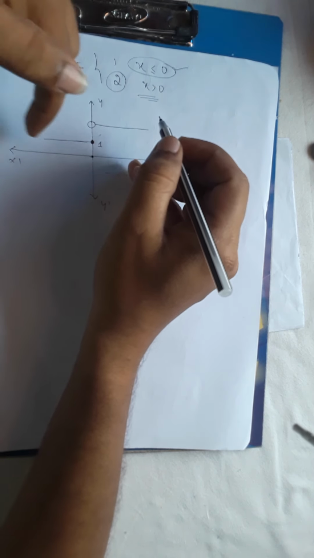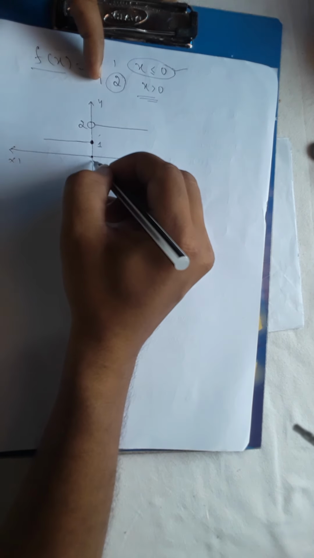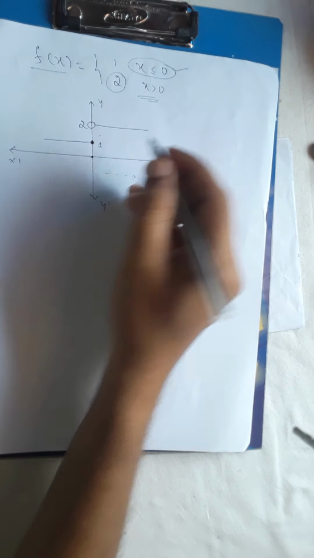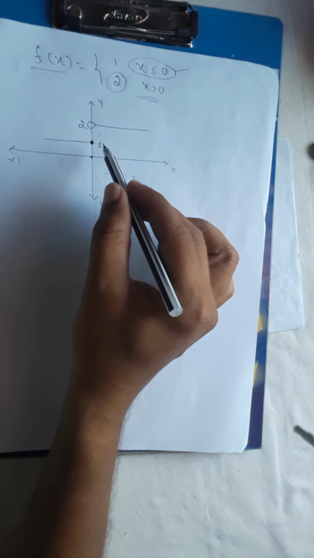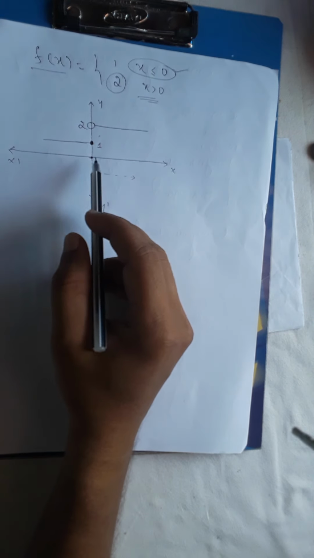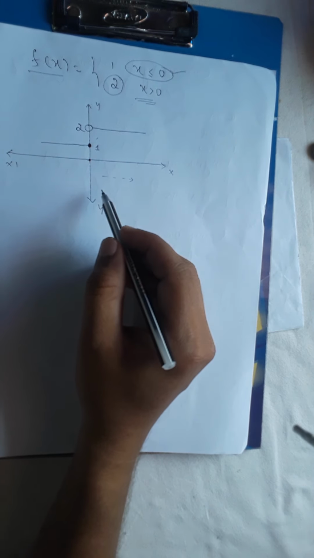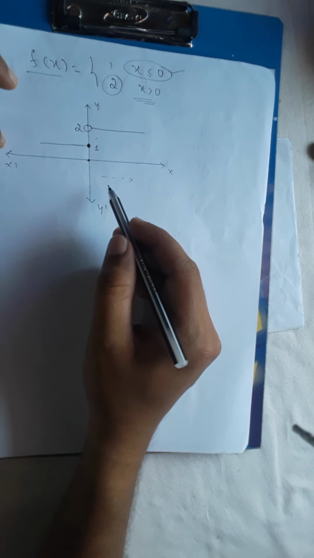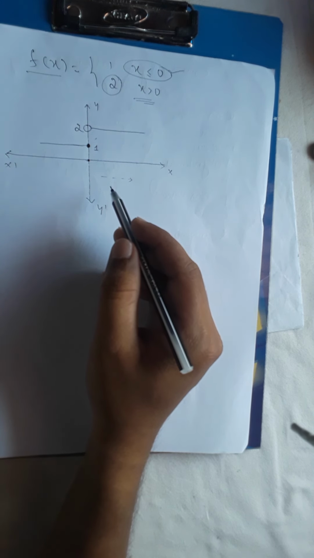Right side, x is greater than 0, but the value of f of x is 2, but not equal to 0, it is more than 0. Now tell me, this function f of x, the graph that we plotted here, can I draw it without lifting the pen? No, I cannot. Since I have lifted my pen twice to draw the two graphs, that's why it is not continuous.